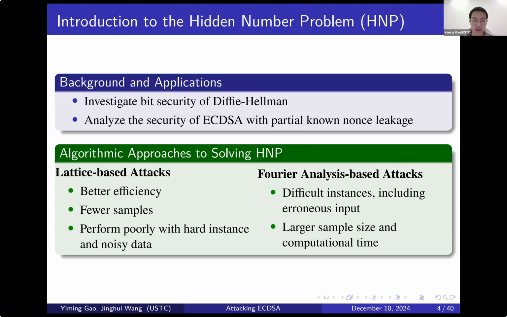First are the lattice-based attacks. They have better efficiency and require fewer samples. However, they are considered to perform poorly on hard instances and noisy data. In contrast, the Fourier analysis-based attacks are able to handle more difficult instances, including erroneous input, but they demand significantly larger sample sizes and computational time.